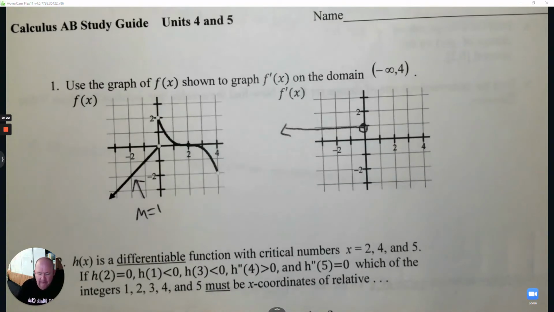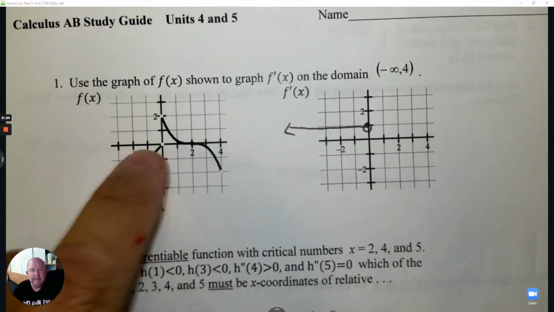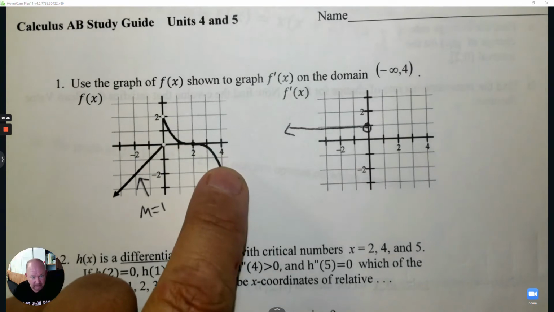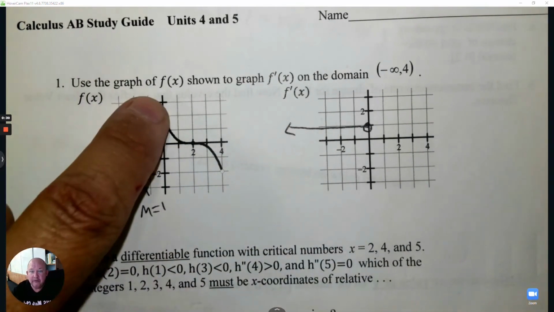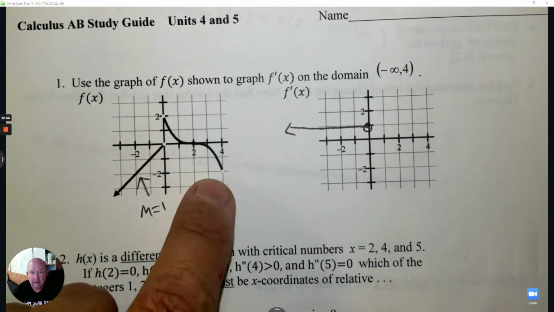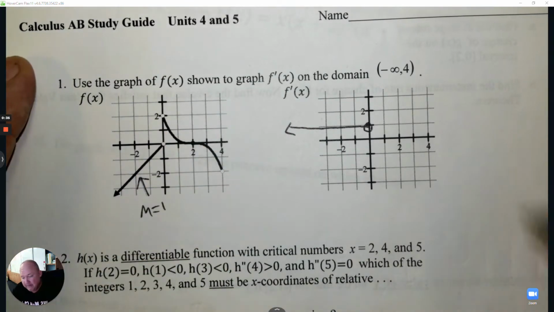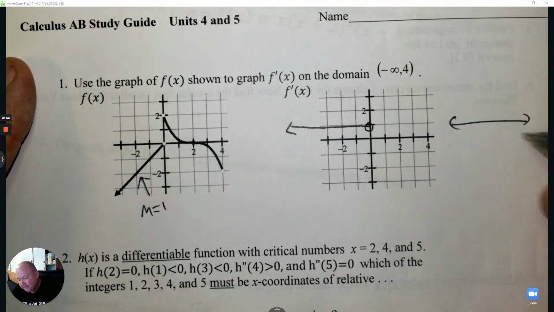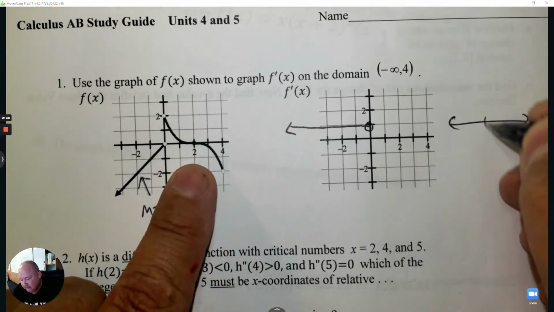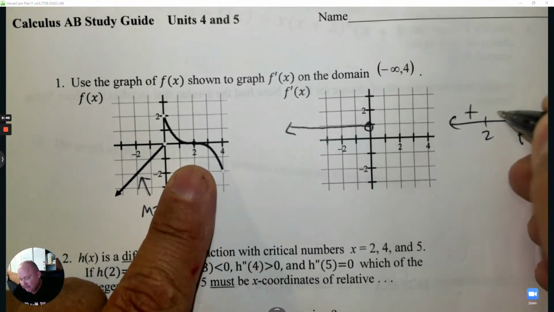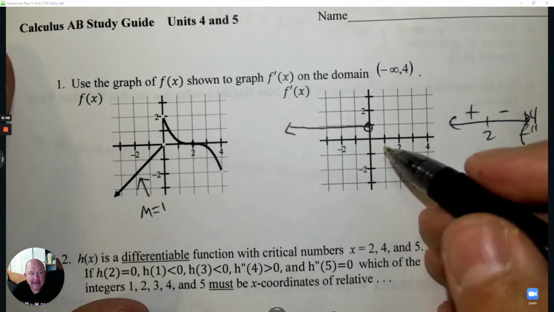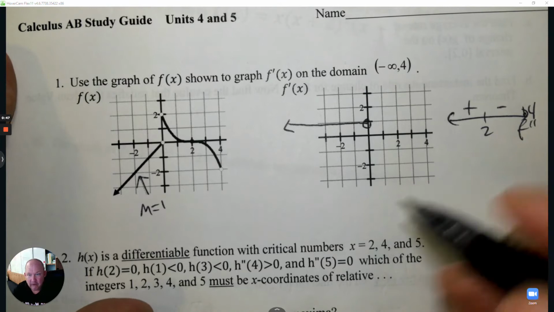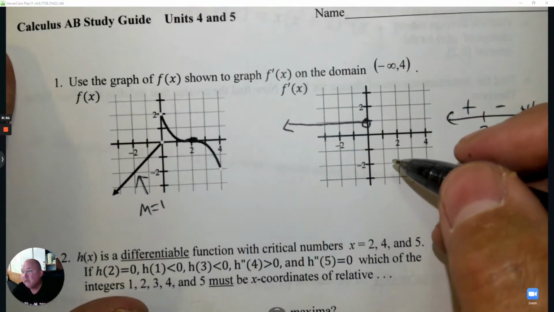Then the second part of the graph, I notice it's all decreasing. That means it's below. I also notice it's concave up and then concave down. So when I am thinking of the second derivative, so it's concave up and then concave down, it actually ends at 4. That means it rises and then it falls. At 2, there's a slope of 0.